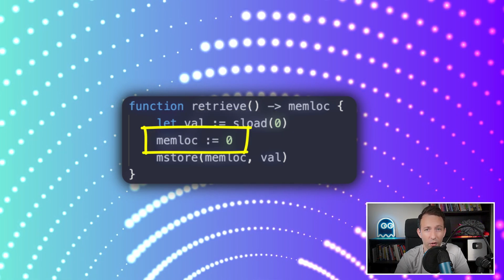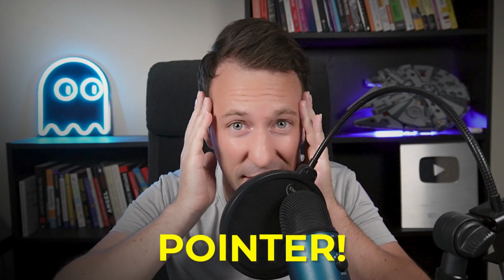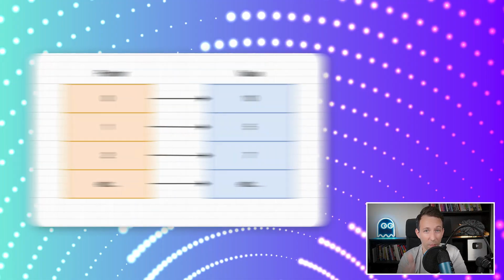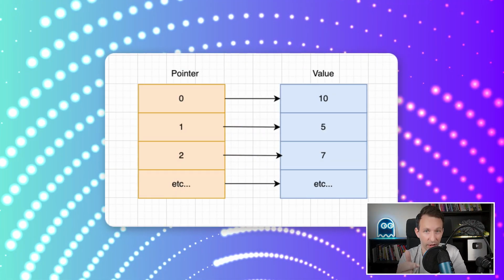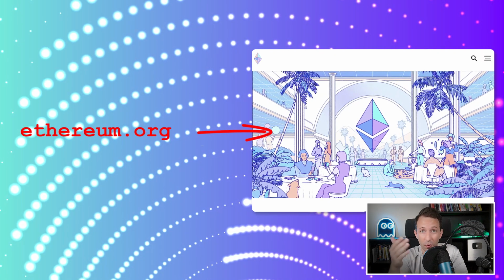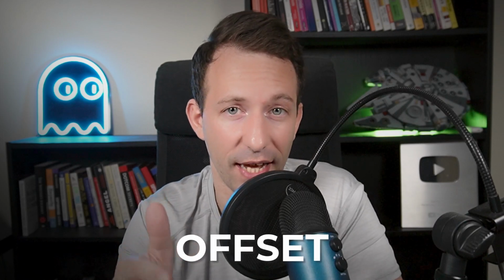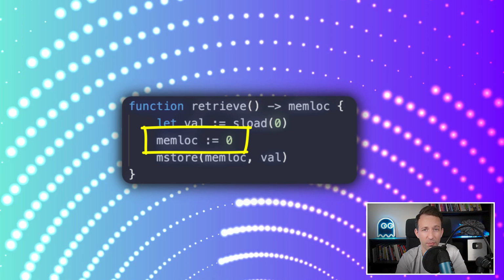Then we declare a pointer and initialize it to zero. A pointer? I'm really scared. But don't worry, if it looks complex, it's because it really is. A pointer is the address of a memory location, but it's not the data itself. You can compare this to a URL, it points to a website, but it's not the website itself. Technically, a pointer represents an offset of a memory slot. So here we assign this pointer to the first memory slot.